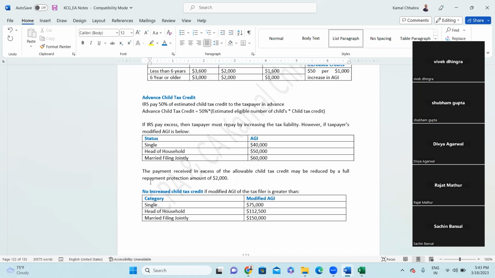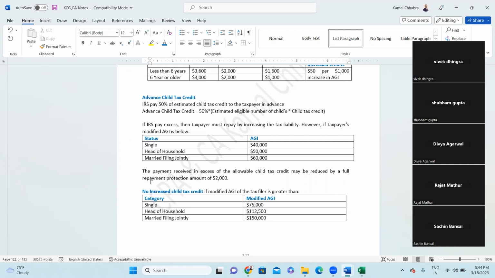If the IRS pays an excess, then the taxpayer must pay it back by increasing the tax liability. However, if the taxpayer's modified AGI is, for an individual as a single, up to 40,000, head of the household 50,000, and married filing jointly 60,000, the payment received in excess of the allowable child tax credit may be reduced by the full repayment protected amount of $2,000.